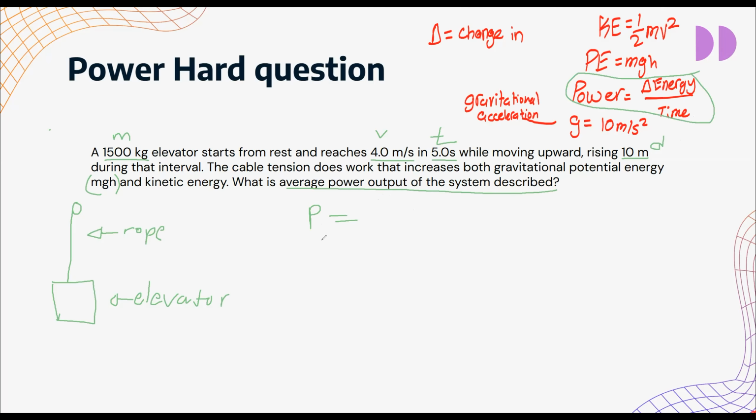Define the change in energy first. We define the work. Okay, so change in energy is just work. To find the change in energy, we have to find the work done by the tension of the rope.